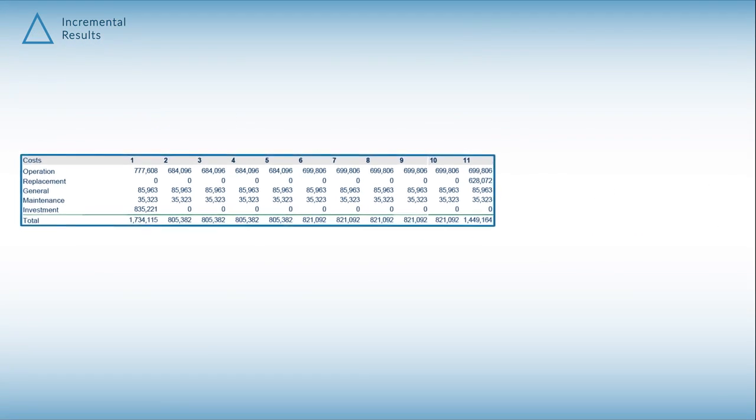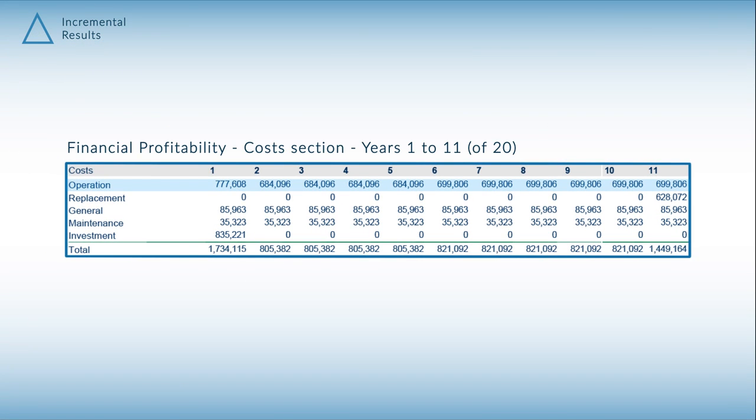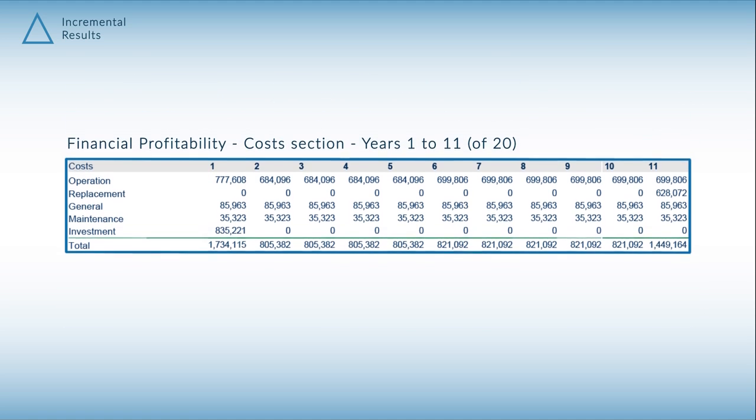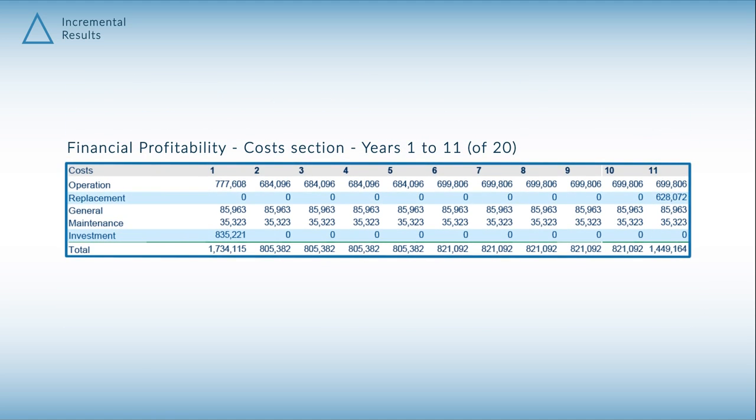The cost section includes the operational cost line that shows the sum of the costs registered in the block section, the general and maintenance cost lines, as well as lines for investment costs and their replacement costs. Financial payments do not enter into the profitability assessment. Instead, all investments and their replacement costs are recorded for the year in which they occur, regardless of any loan amortization associated to them.